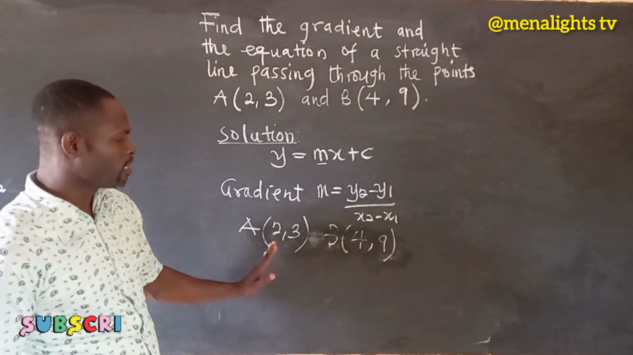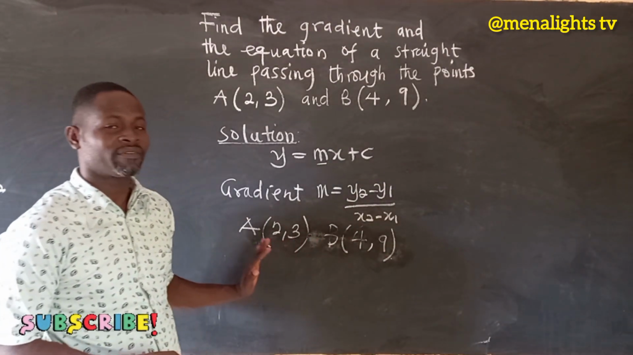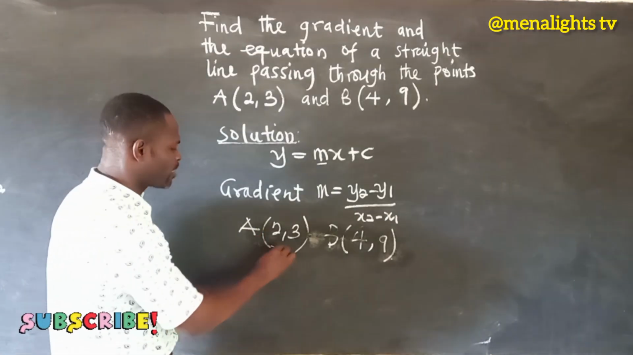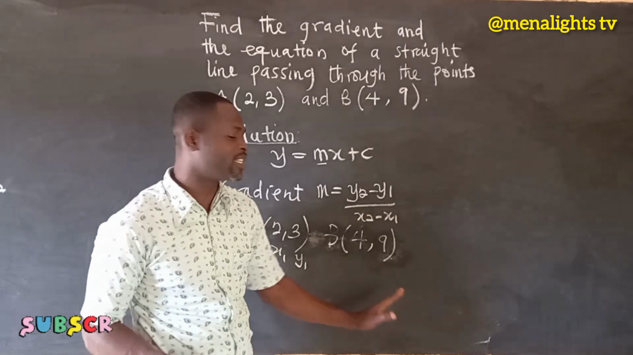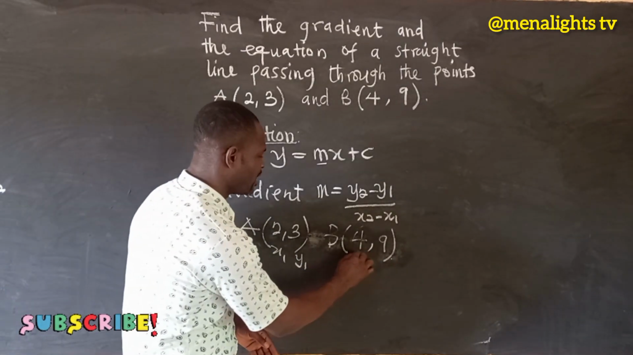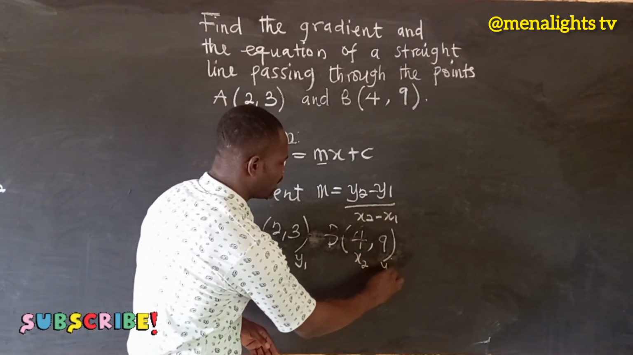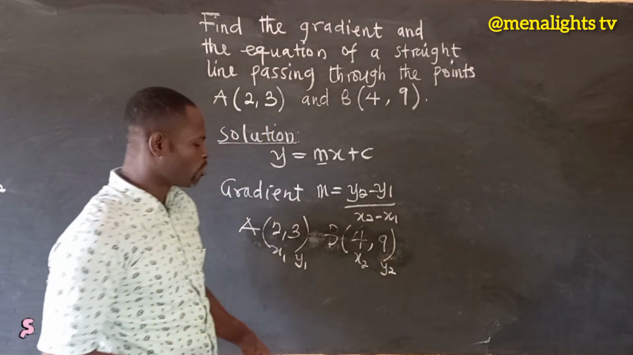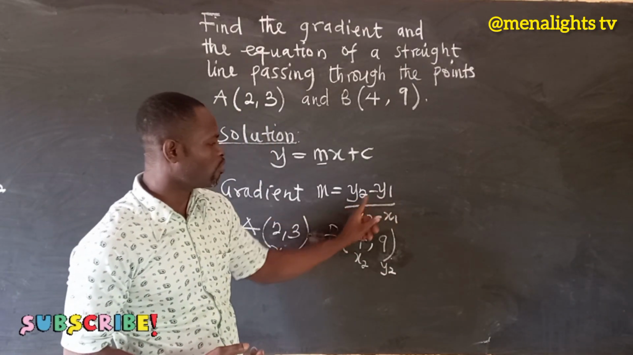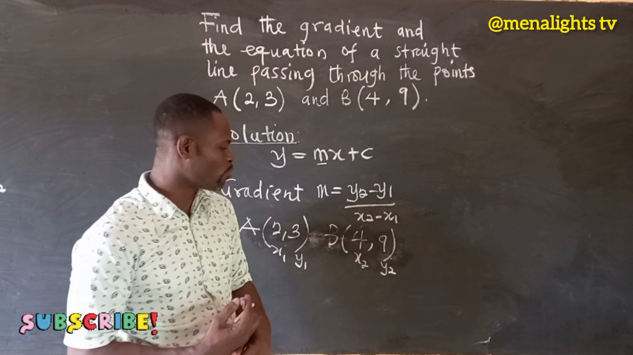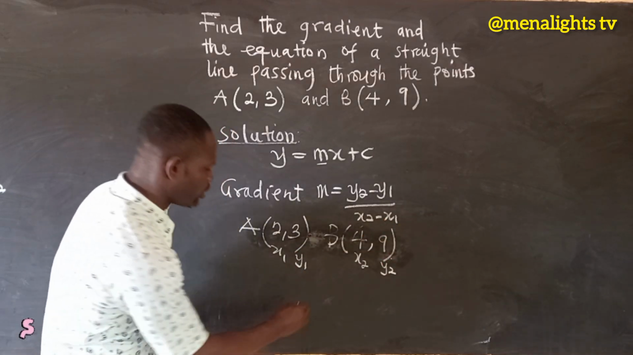The first point, A, gives us x1 and y1. When you come to B, the second point, the coordinates give us x2 and y2. So the gradient is y2 minus y1 over x2 minus x1. We are going to put in the values.